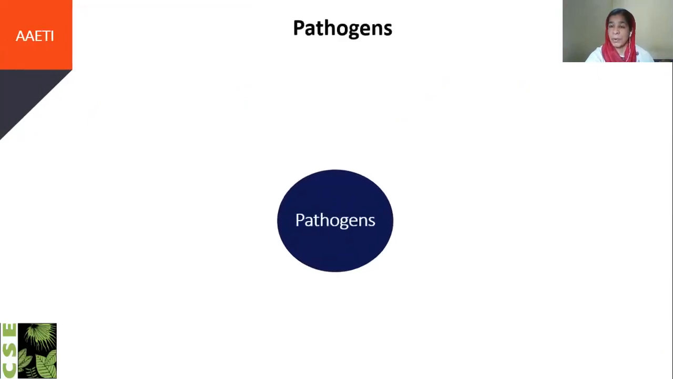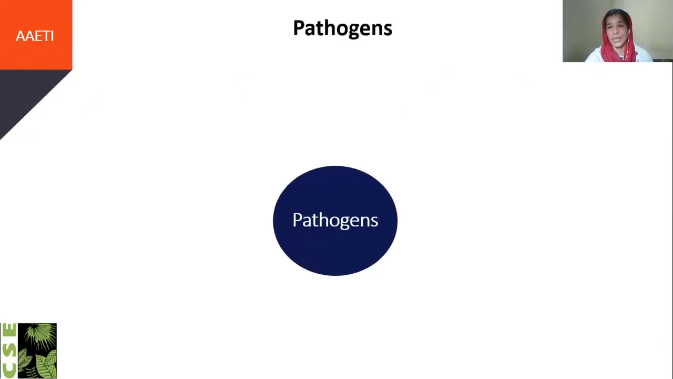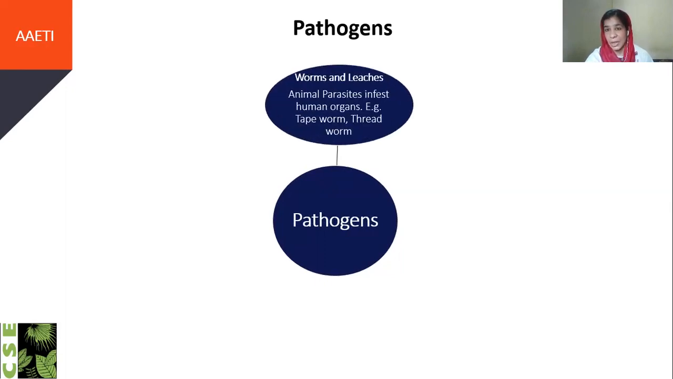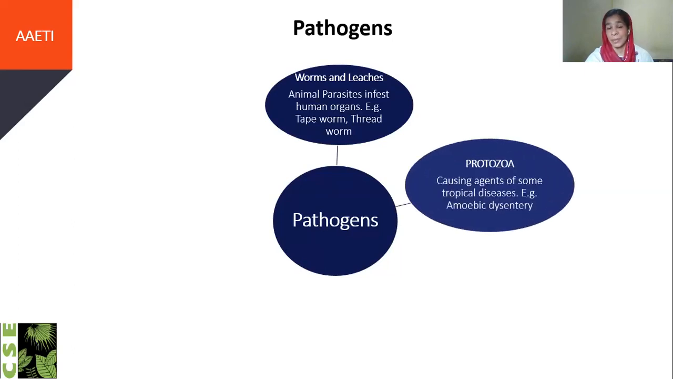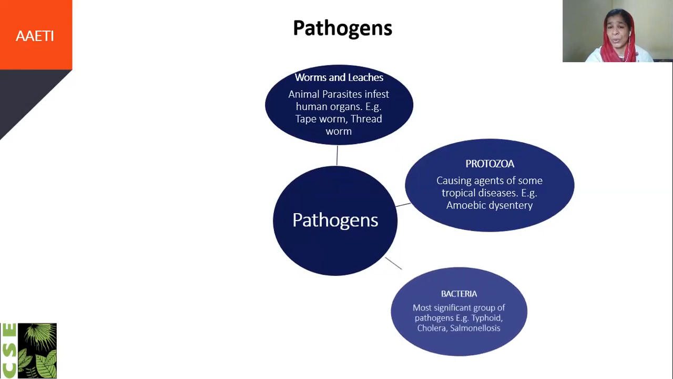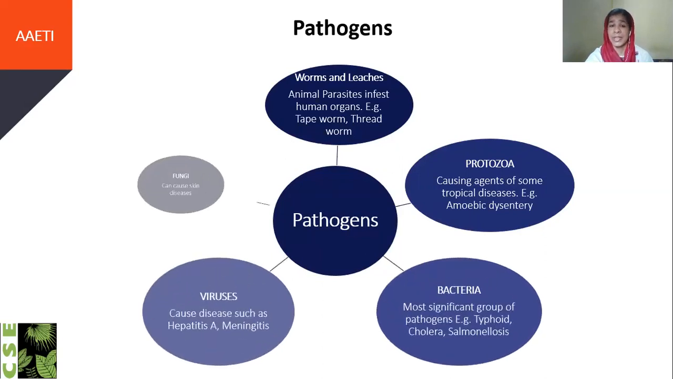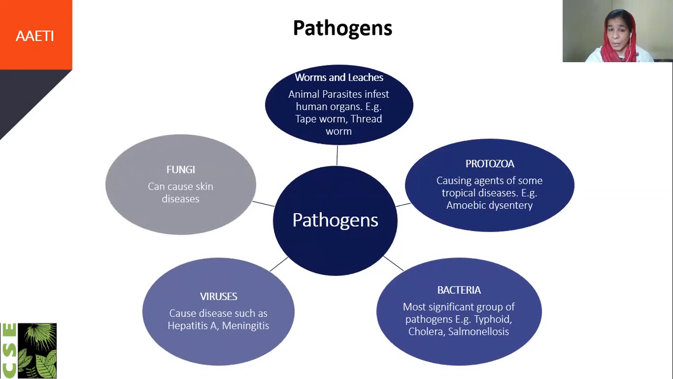One more important constituent of the wastewater is the pathogen. Pathogen means disease causing organisms, which are mainly present in the feces of the domestic wastewater. The pathogens are divided into 5 categories: worms, protozoa, bacteria, virus, and fungi. However, the two main broad categories which you can find in domestic wastewater are bacteria and virus.